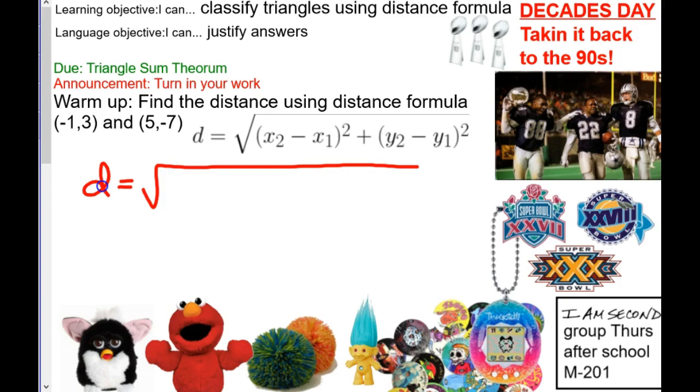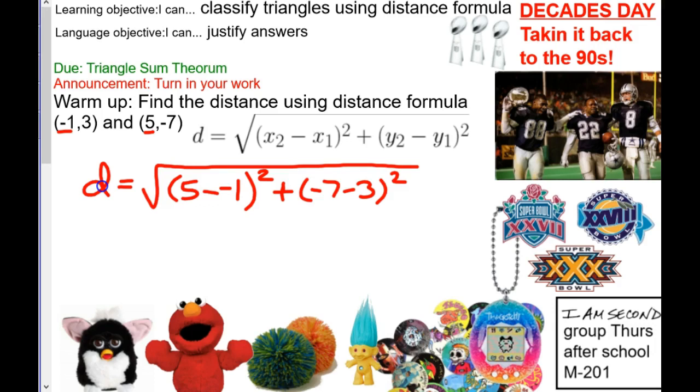So what is x2? What's the second x value? 5. So parentheses 5 minus, what's x1? -1. So you can put 5 minus -1 or 5 plus 1, right? Minus a negative gives you a plus sign. Okay. Then we put the squared plus y2, -7, and then minus what? 3. Parentheses squared.